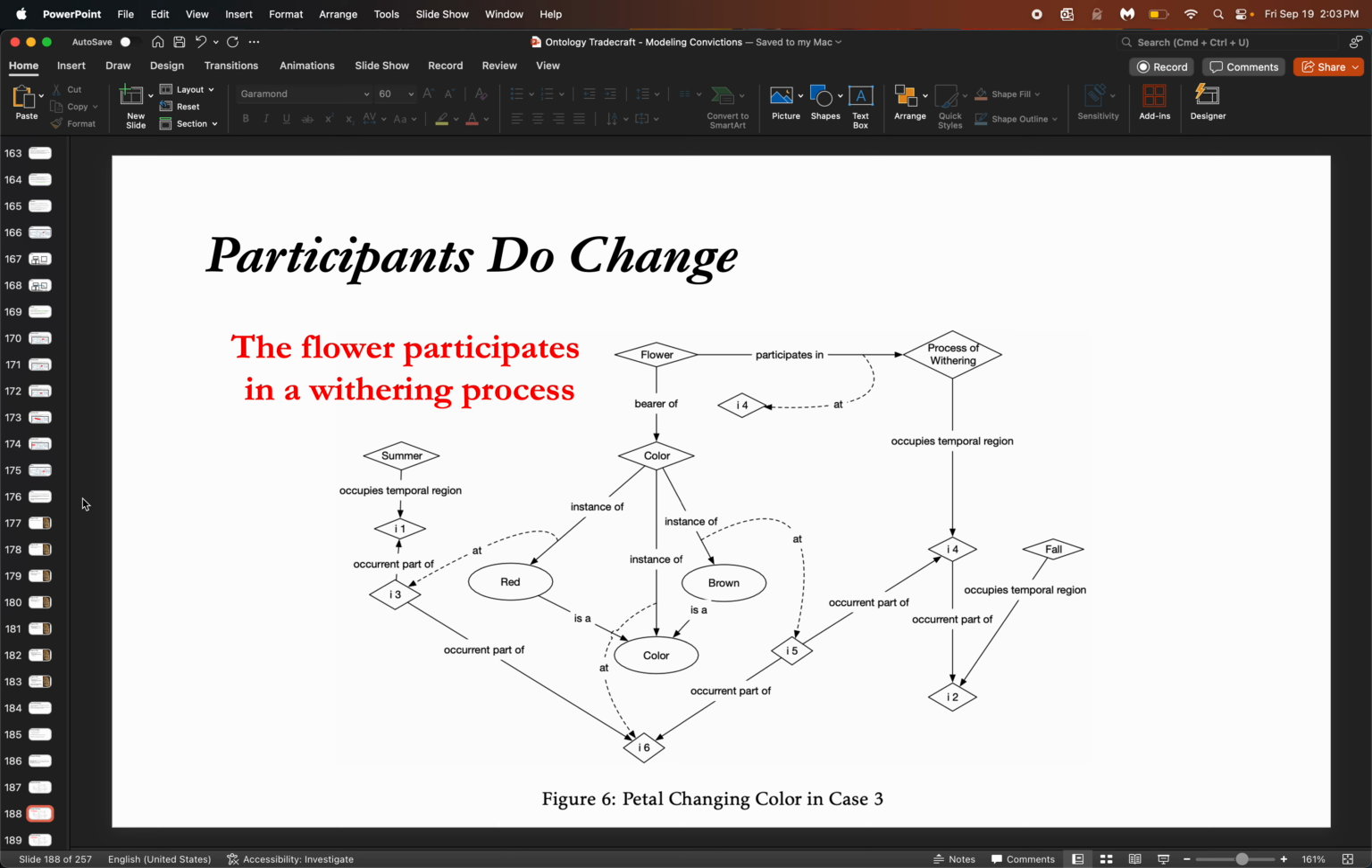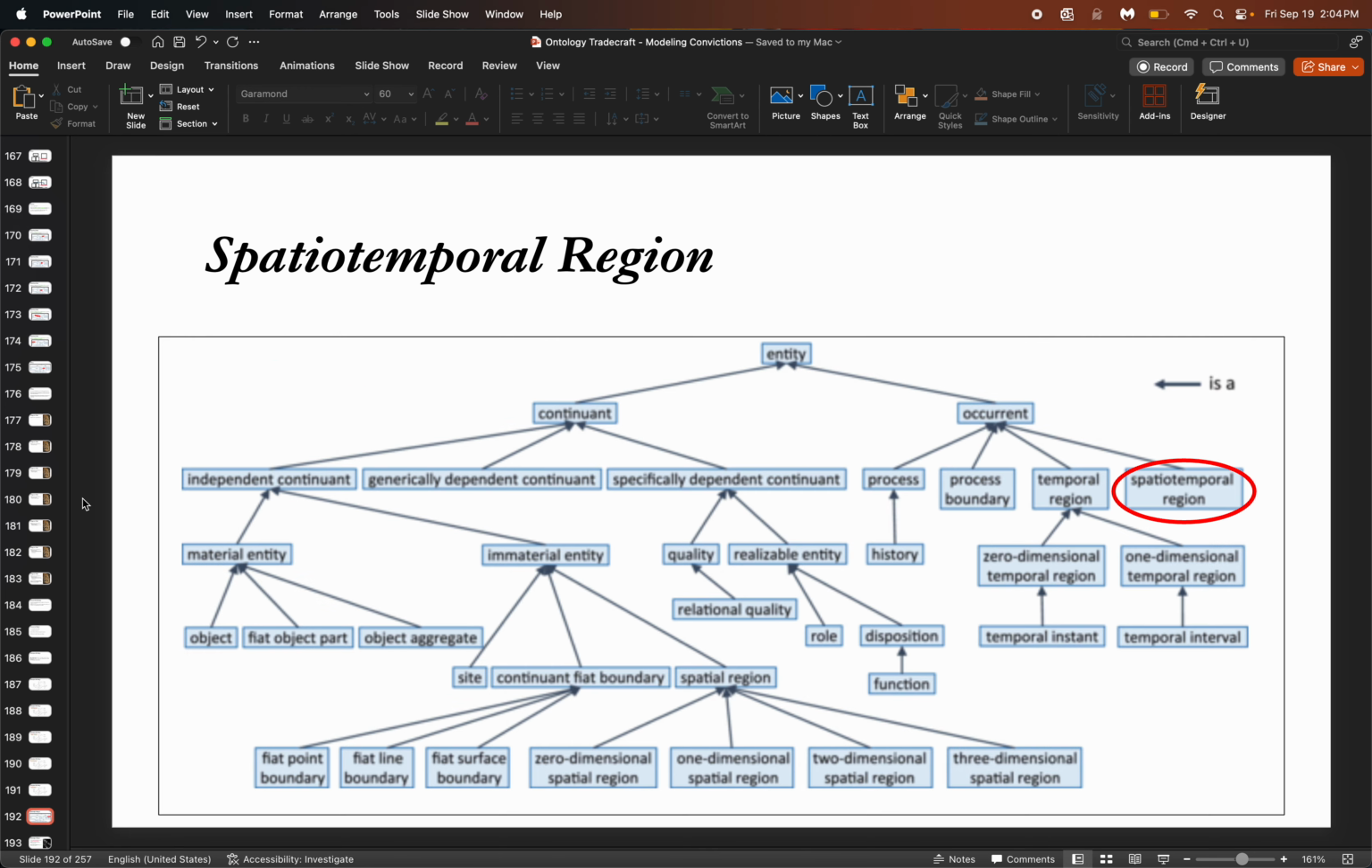And whether that means that color instance moves from one class to another, from red to brown as a type, or whether the flower loses other properties or parts as it's withering, it bears nevertheless an instance of red over one interval and brown over another. Remember that determinates determinables distinction I drew.